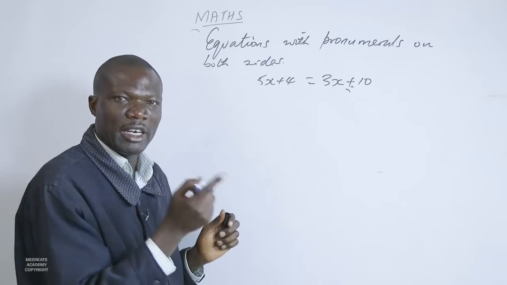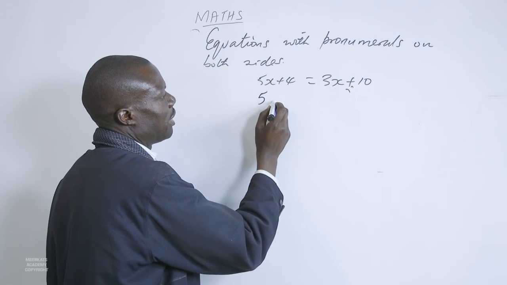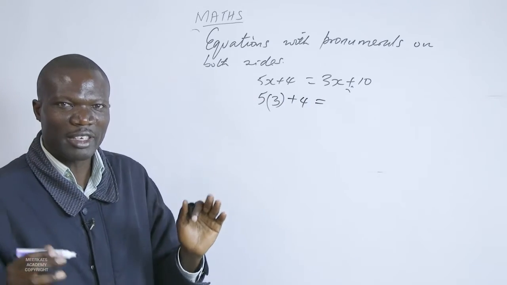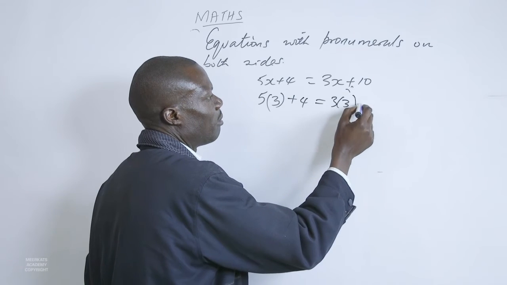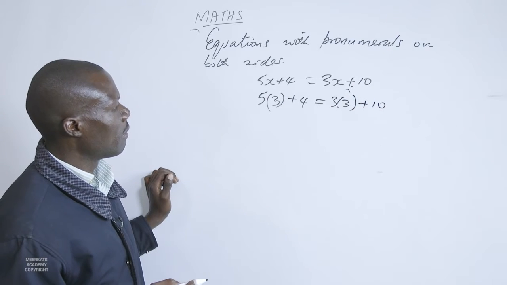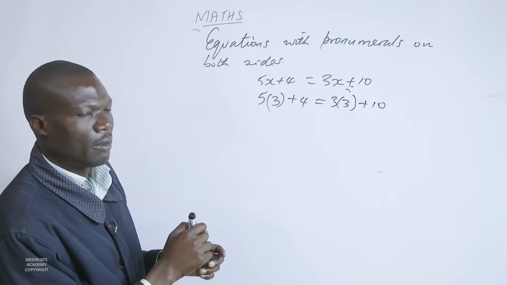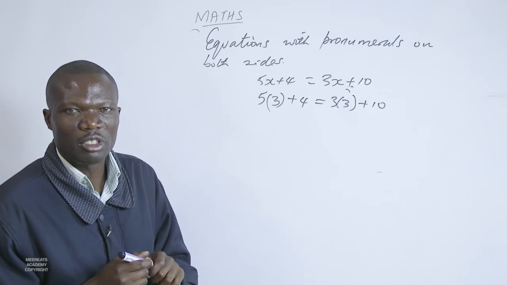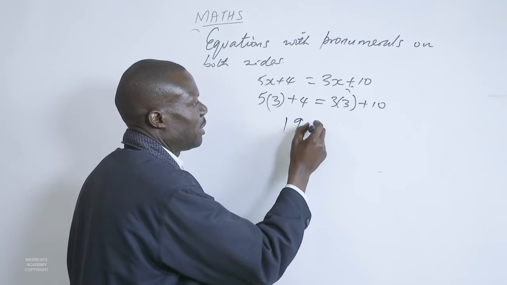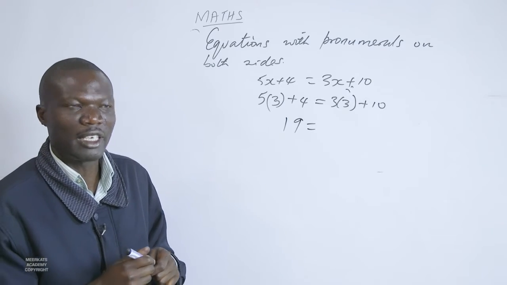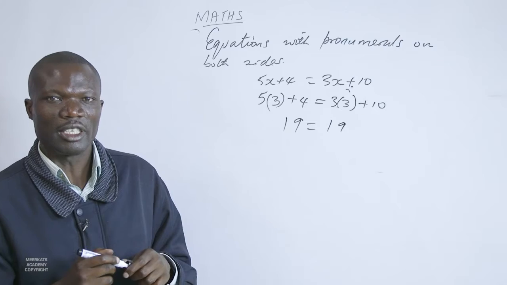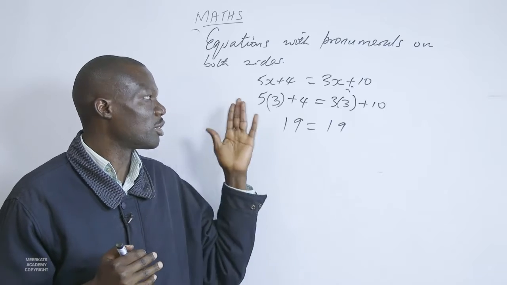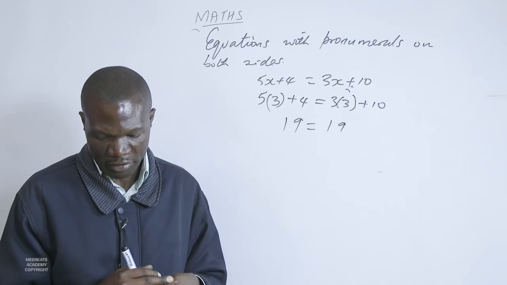So 5x, and x is 3, we can rewrite it as 5 times 3 inside brackets, plus 4. It should be the same as what we shall have on the right side, which is 3 into 3 plus 10. When you look at this, a bracket simply means multiplication. So this is 5 times 3, which is 15. 15 plus 4 gives us 19. This is 3 times 3, which is 9, plus 10 gives us 19. So we can all see that the right-hand side and the left-hand side are giving us the same answer. Therefore, the solution for our equation is x equals 3.